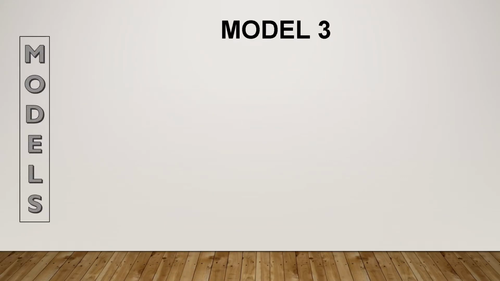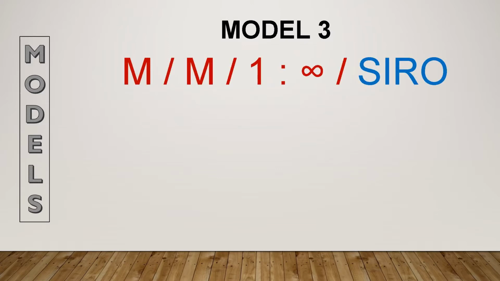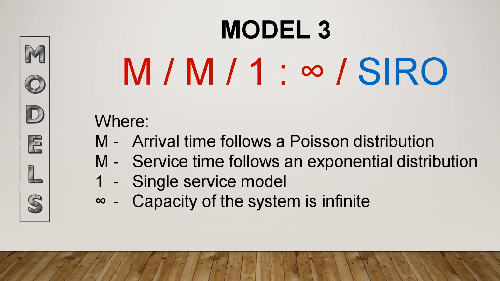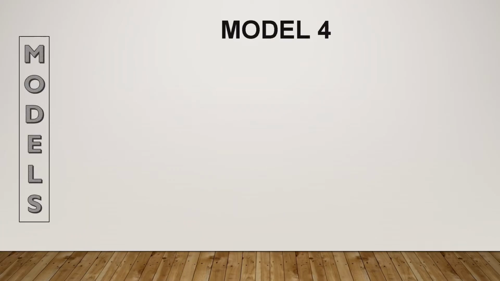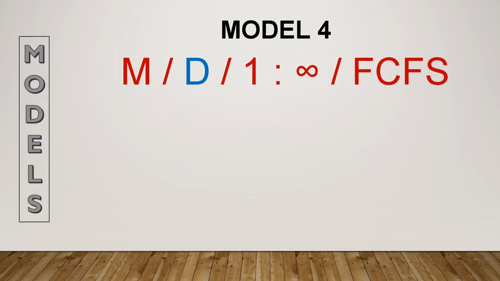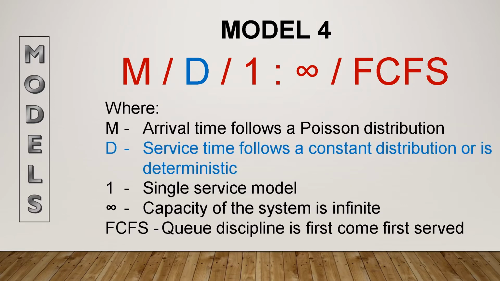Next, the third model, or model 3. As you can see again, the difference from the previous two models is the queue discipline. In this model, the queue discipline SIRO pertains to service in random order. The fourth one, as you can notice again, is under the service time that differs from the previous three models. In this model, the service time follows a constant distribution, or is deterministic.